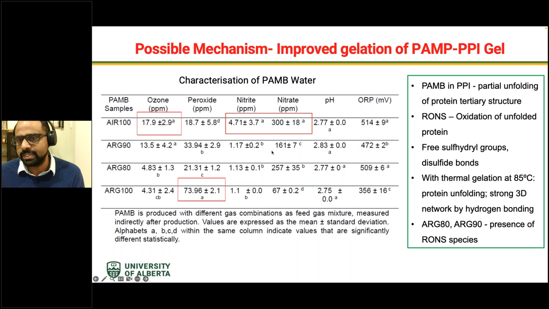In our previous work, we analyzed the mechanisms associated with the changes in the functional properties. And we reported that there were changes in the protein tertiary structure. Partial unfolding happens when we treat these proteins with cold plasma technology. And also there was oxidation of the protein, and there may be more formation of disulfide bonds in the proteins and hydrogen bonding. Ultimately, the cross-linking happens, leading to a better structure.